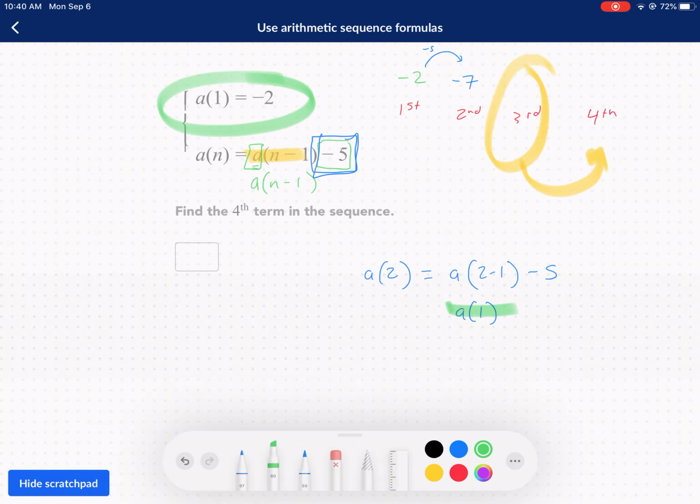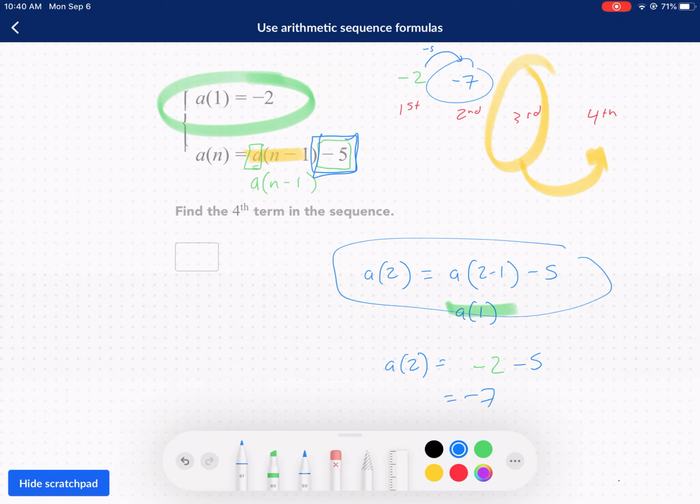-2. So instead of writing A1, we're just going to write in -2. The pattern is subtract 5, and this will tell us what our second term is, -7. And we already established that from the pattern, but now you know how to interpret what all this means.